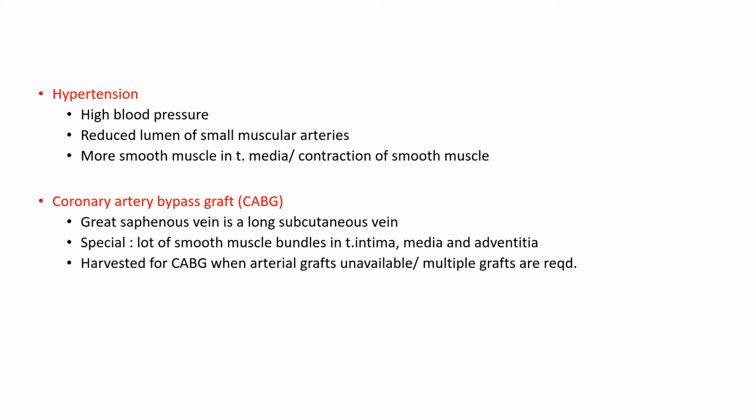Because unlike the other veins in the body, this particular vein, the great saphenous vein, contains a lot of smooth muscle bundles in the tunica intima, media as well as adventitia. Because of this, it is harvested for the coronary artery bypass grafts when arterial grafts are unavailable or when multiple grafts are required.